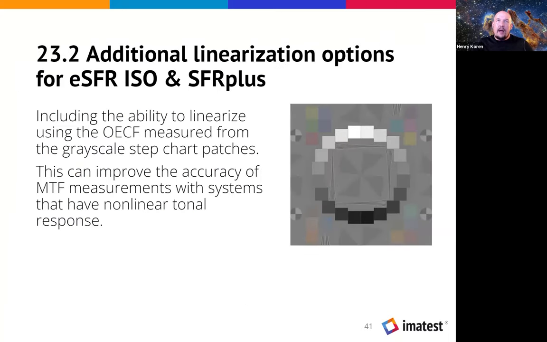We have added additional linearization options. We can linearize using the optoelectronic conversion function, or OECF, measured from the grayscale step chart patches. Before, we were just estimating a gamma on this. But now we can use lookup tables. So if you have some unusual tonal response, like maybe you have a companded sensor or some sort of nonlinearity, this can improve the accuracy of your measurements in those conditions.